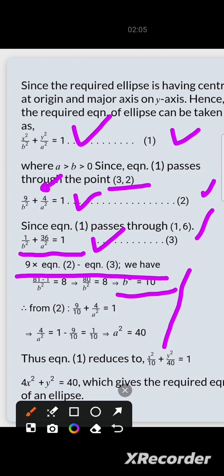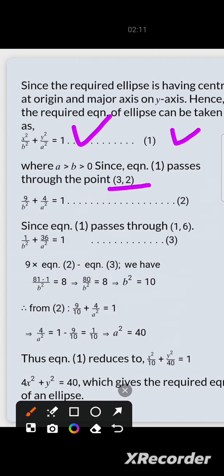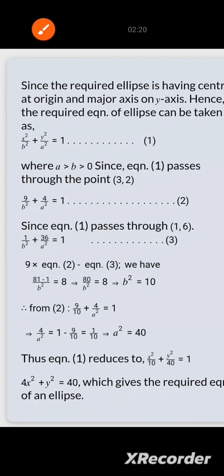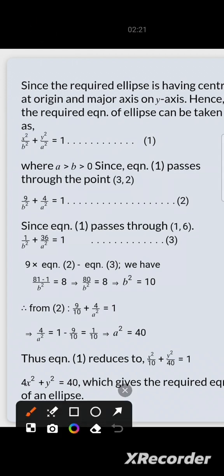Now put the value of b square in any one of equation 2 or 3, so you'll get the value of a square, which is coming to 40. Hence the equation of the ellipse is x square by 10 plus y square by 40 is equal to 1, or you may simplify further and write the equation as 4x square plus y square is equal to 40.